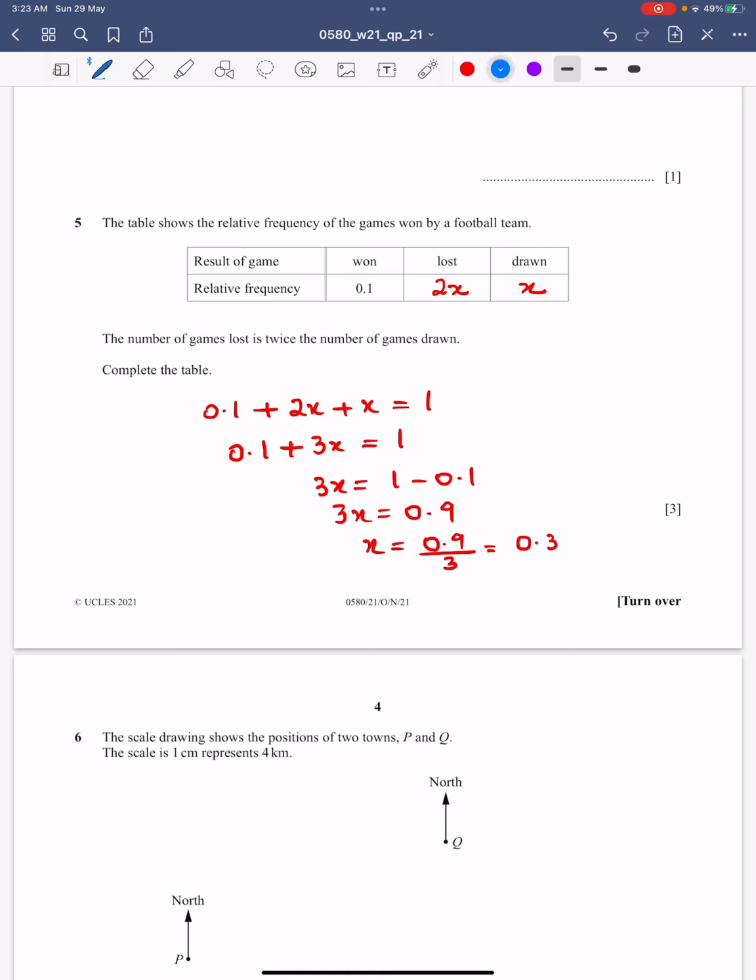So here we find the value of x. So for x we can write 0.3. And since the games lost is double, they are going to be double of 0.3, which is 0.6.